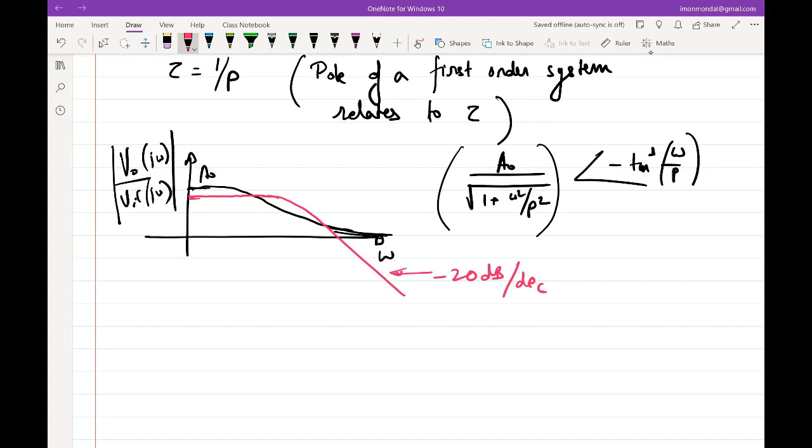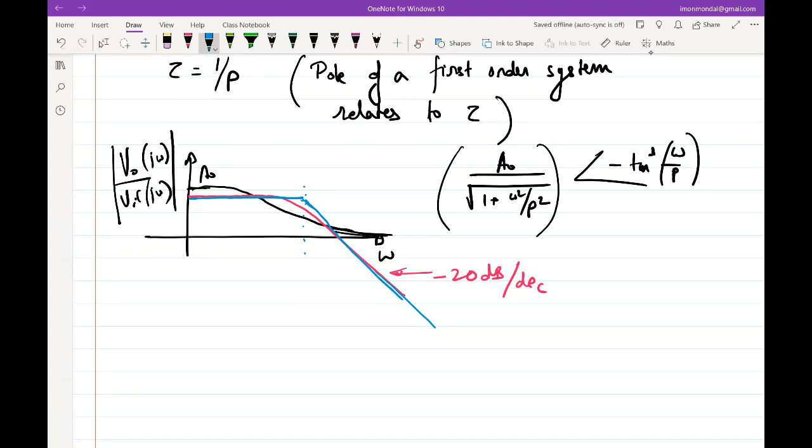What Bode told us is that this again looks too complicated, so we'll make our life easy. Wherever it's seemingly flat, we'll assume it to be perfectly flat, and we'll choose an inflection point where we say it has started to roll off at minus 20 dB per decade. So it is flat till some point, and then goes down at minus 20 dB per decade.